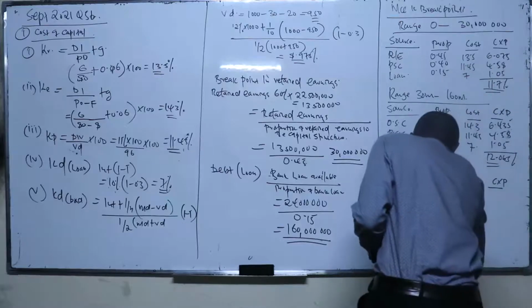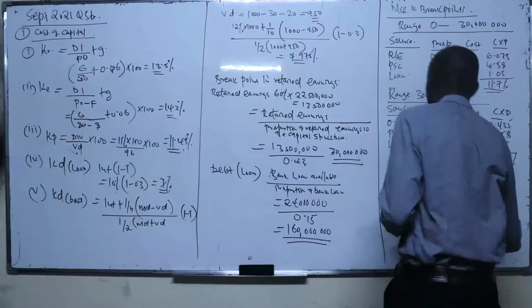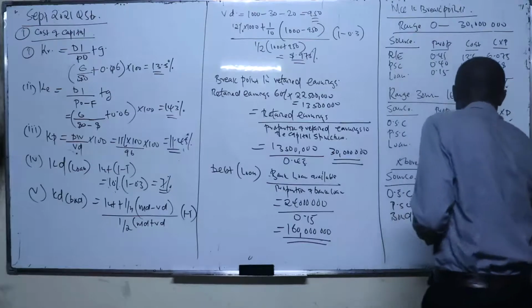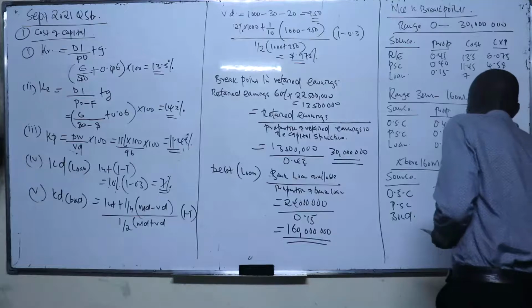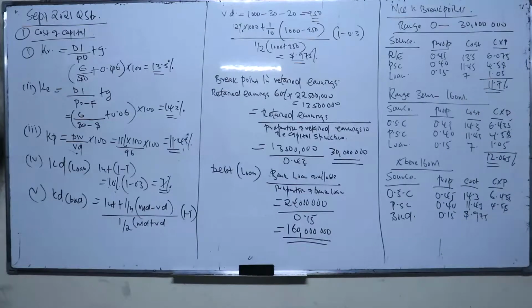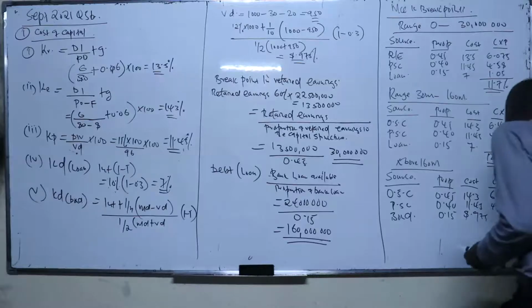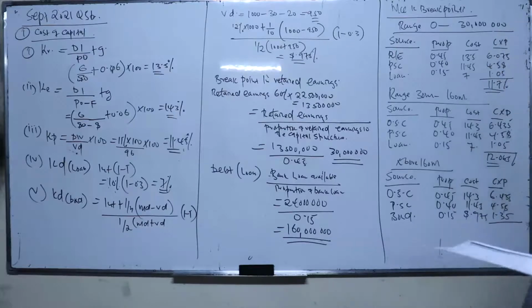0.15, and the cost is 8. So here when we multiply, it's going to be 6.435, and this one is 4. The last one, $1.35. Hadi unapata ngapi?